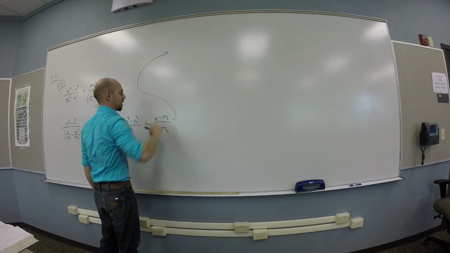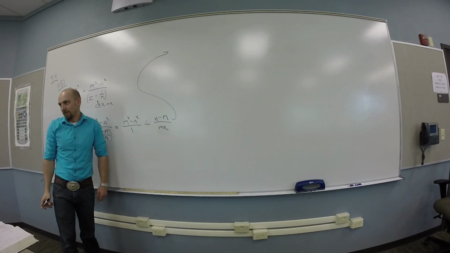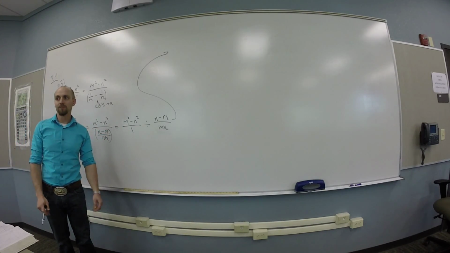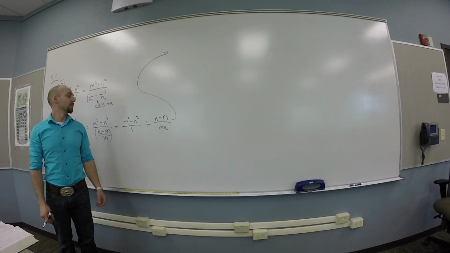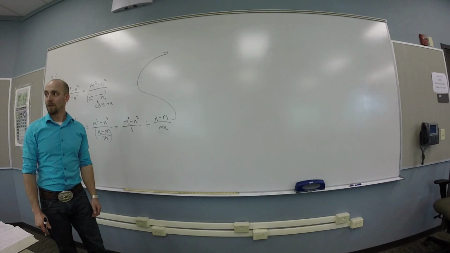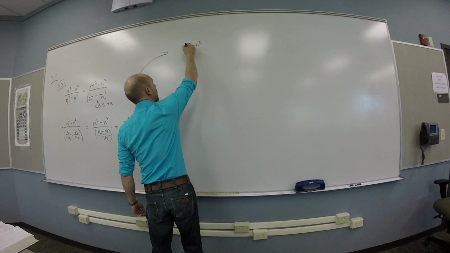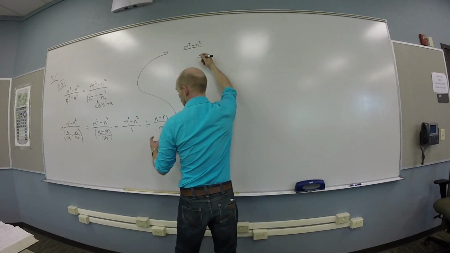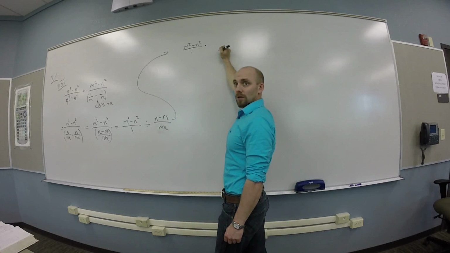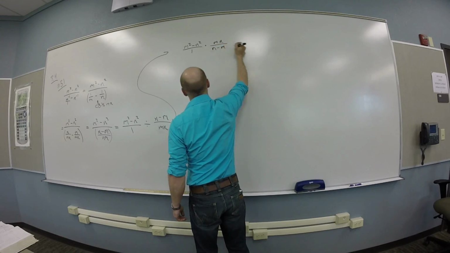Is it mn or nm? Does it matter? No. For some reason I switched the order, you're right. It would be better if I kept it the same, but it doesn't matter. So then what do I do with this business? Well, I flipped the second one. We should flip the second one. So we've got m squared minus n squared over 1 times mn over n minus m.